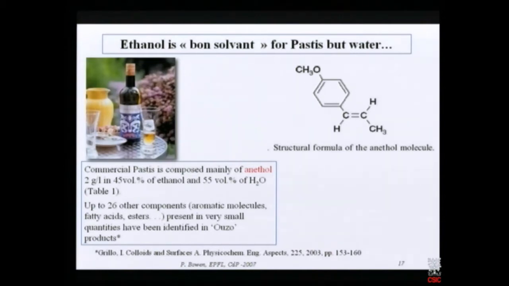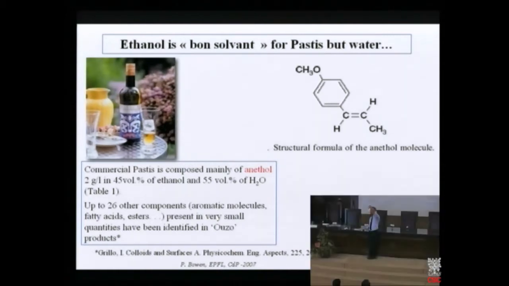It's based on aniseed, anethol. So this anethol molecule, you can see it's not very polar, so it doesn't like water very much. In this version of these alcohols, we have 45% alcohol. With 45% alcohol, the molecule remains in solution, so it's quite happy to be solvated. The manufacturers recommend you drink this with 2 parts pastis and 5 parts water.